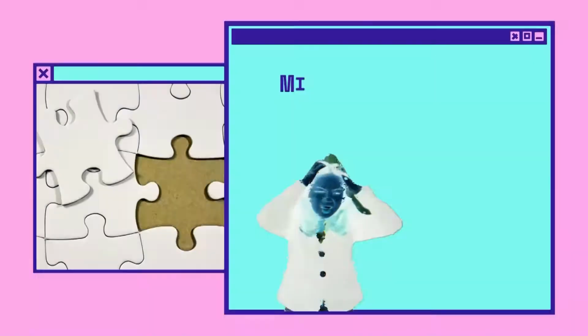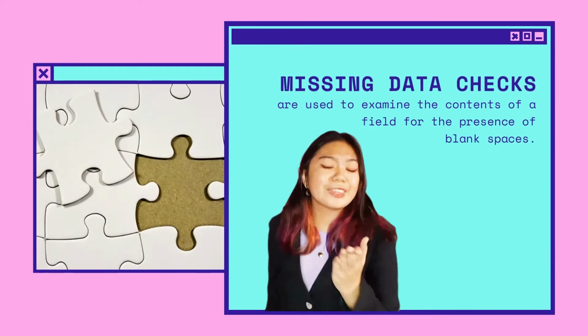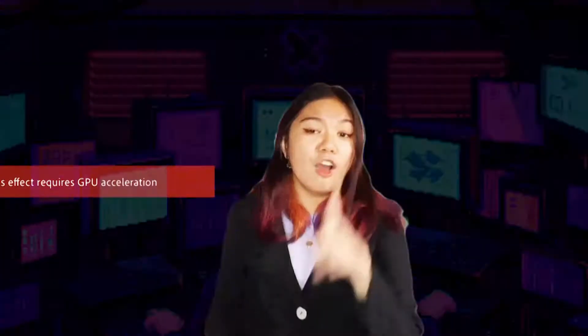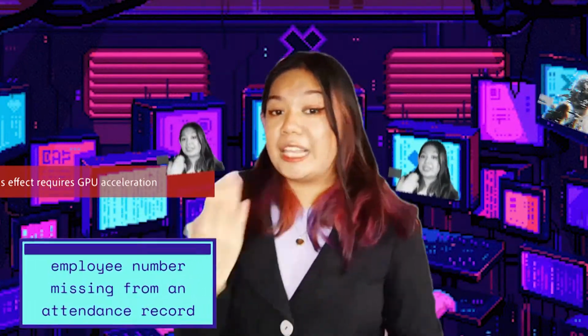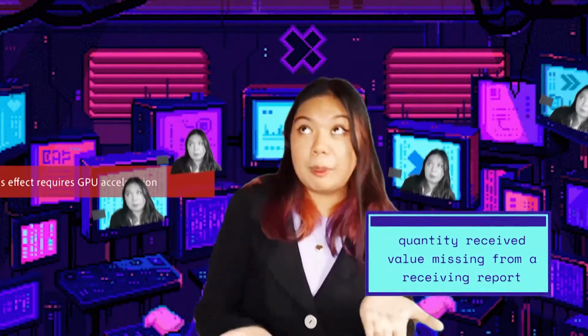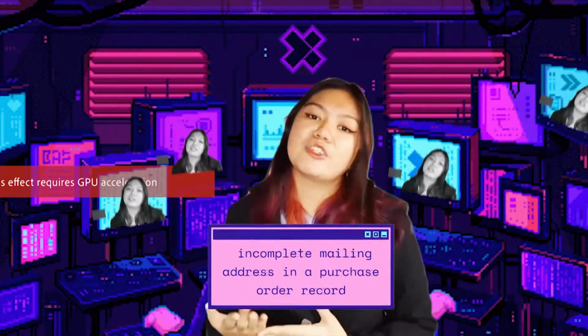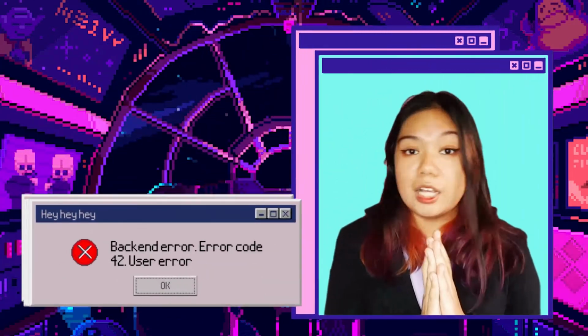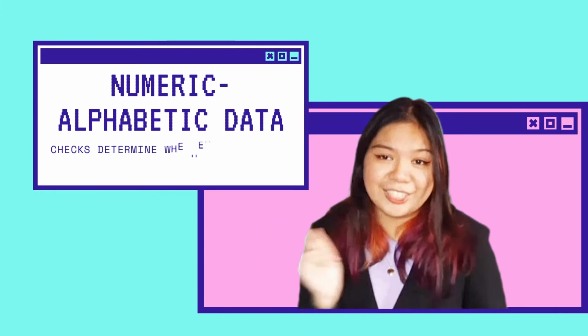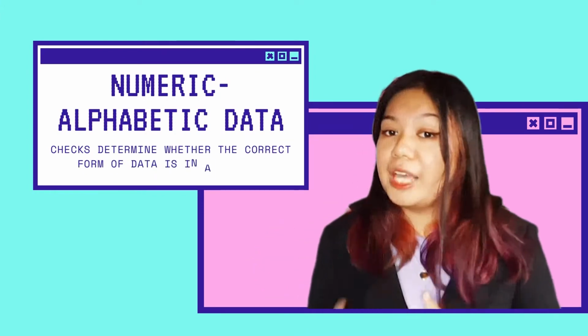So, here are the terms related to this type of control. Missing data checks are used to examine the contents of a field for the presence of blank spaces. For example, an employee number missing from an attendance record, the quantity received value missing from a receiving report, or an incomplete mailing address in a purchase order record will cause the transaction to be rejected. When the validation program detects a blank where it expects to see a data value, this situation will be interpreted as an error. Numeric-alphabetic data checks determine whether the correct form of data is in a field. For example, the quantity field in a purchase order should not contain alphabetic data.